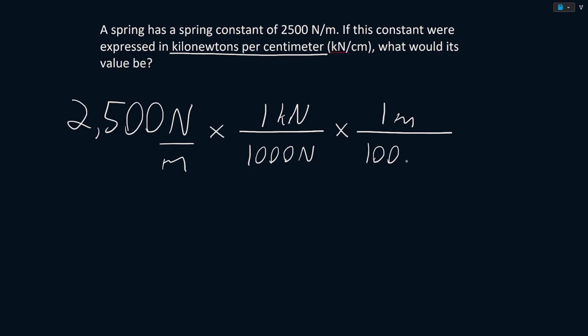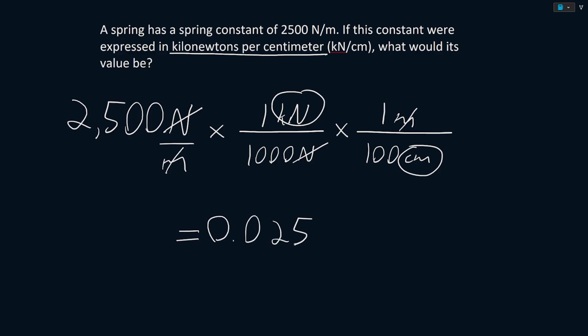equal to 100 centimeters. Here we can see that the newtons cancel and give us Newton meters, and the meters cancel and leave us with centimeters. Solving this, we get that 2,500 newtons per meter is equivalent to 0.025 kilonewtons per centimeter.